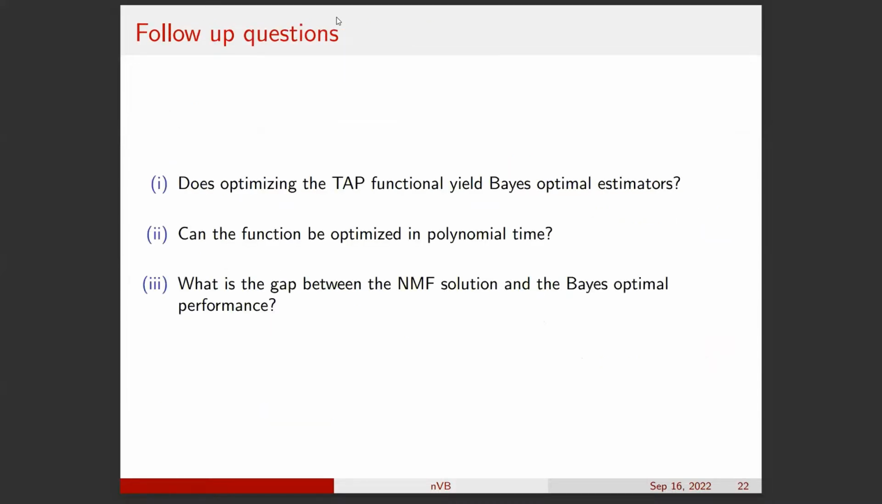Okay, let me skip over the upper bound part. Of course, as I described, this is just the start.